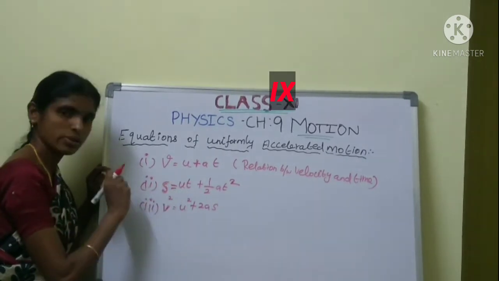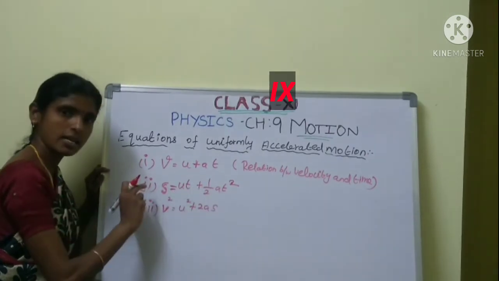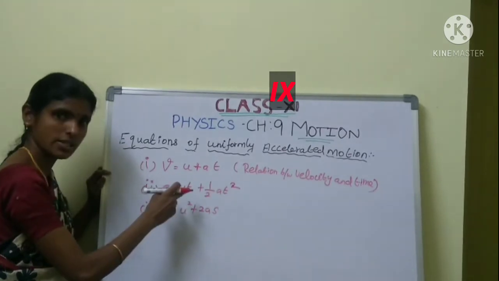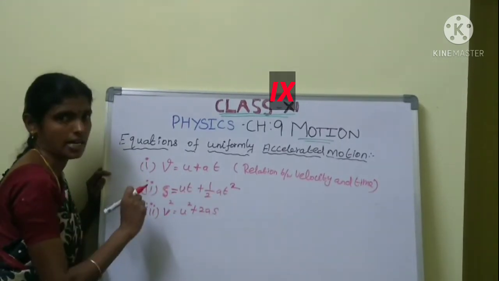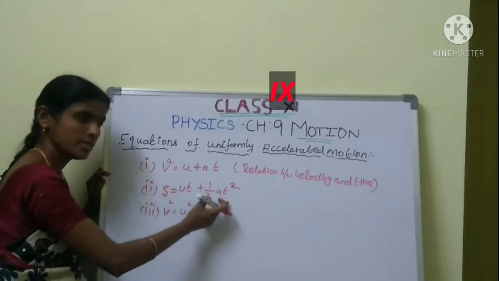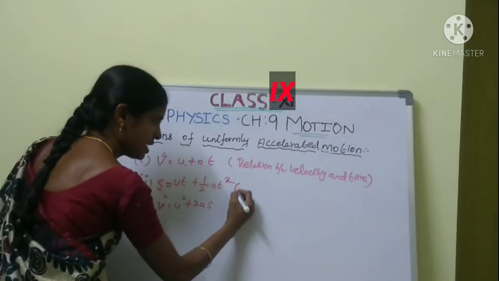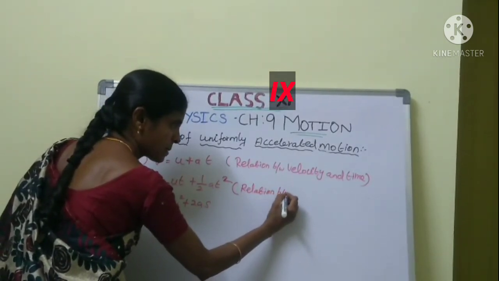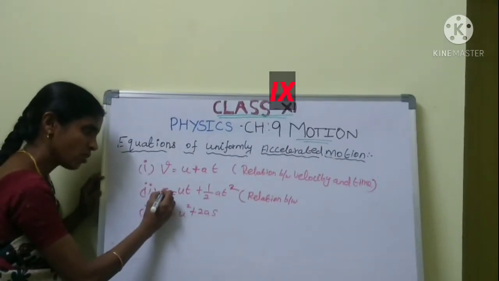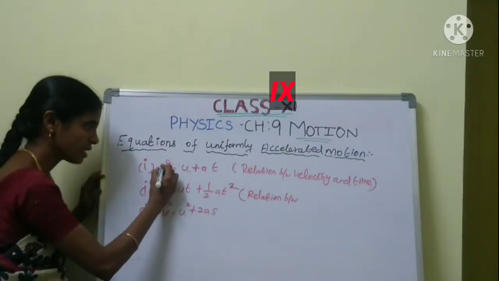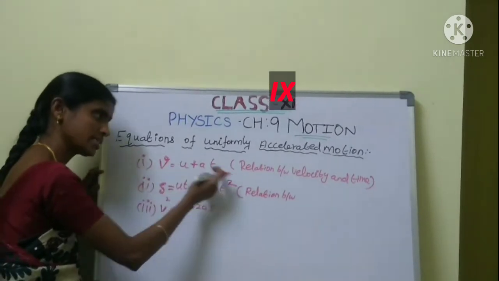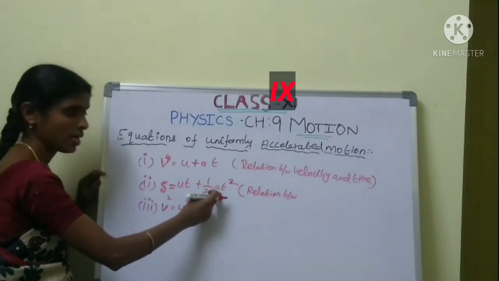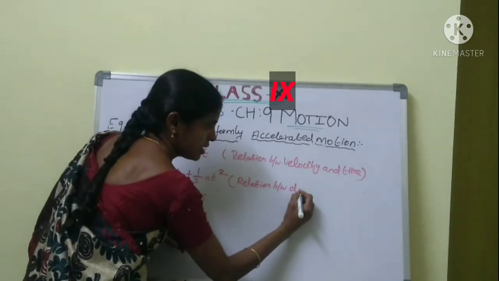What is meant by U? Initial velocity. What is meant by A? Acceleration. T is the time. What is present here? Displacement and time. Second equation, relation between displacement and time. Here we calculate the distance, whereas in the first equation we calculate the final velocity. So the first is the relation between velocity and time, and here the relation between distance and time.